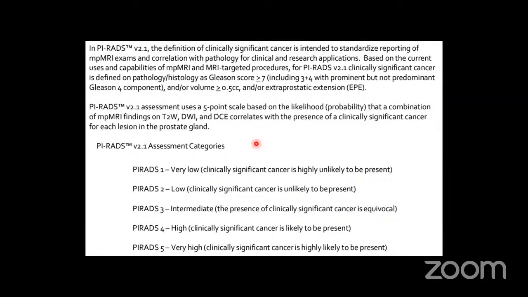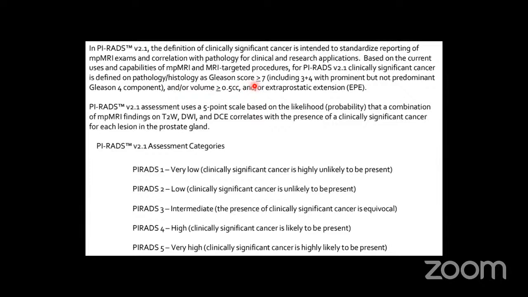Now coming to another bit which is important from the version 2.1 document, which is the PIRADS category. So again, we have 5 categories of PIRADS which we have to use. Here again, it has been mentioned that the combination of T2, diffusion, DCE correlates with the presence of a clinically significant cancer for each lesion in the prostate gland. That is the likelihood or probability we are talking about. What is this probability regarding histopathology? That is defined as Gleason score of more than or equal to 7.